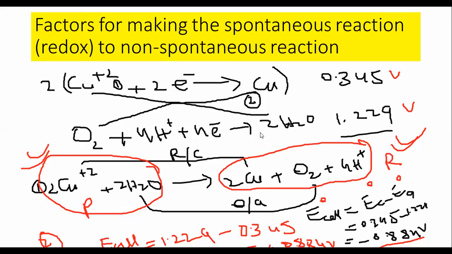Okay, so in the previous lecture, we were discussing the factors for making a spontaneous reaction into a non-spontaneous reaction. And this was the first slide. We discussed the spontaneous way and the non-spontaneous way for this reaction. So today I'm going to discuss in detail what factors are required for making a spontaneous reaction into a non-spontaneous reaction.